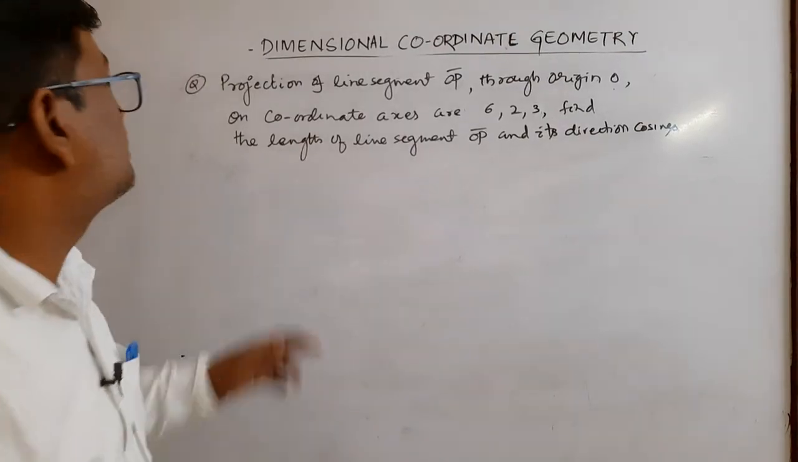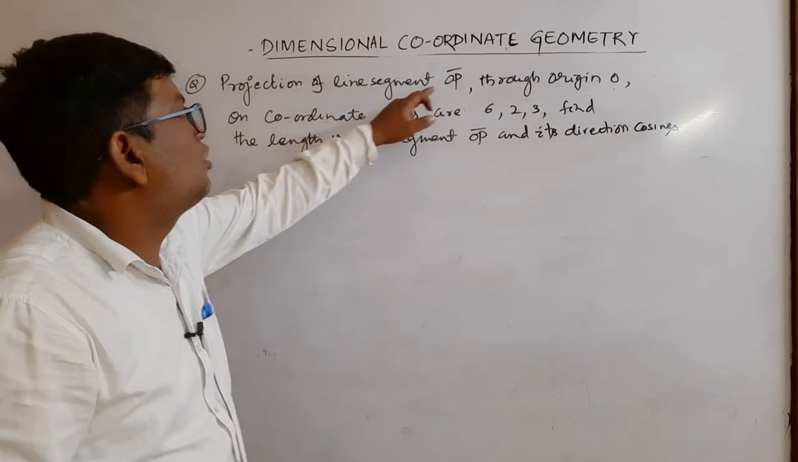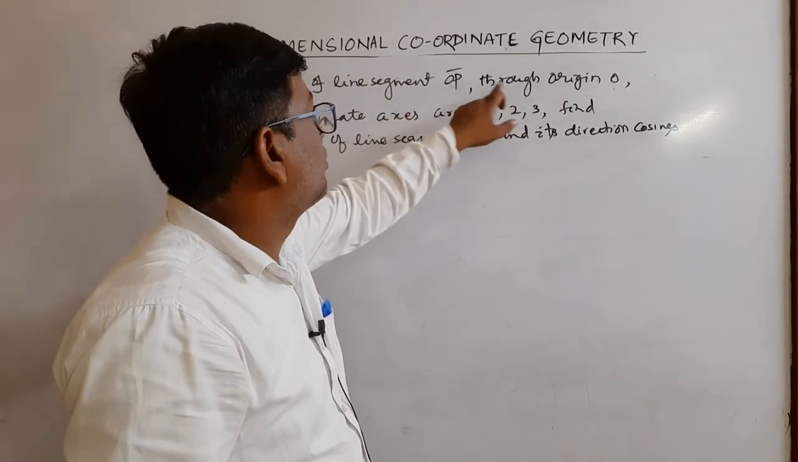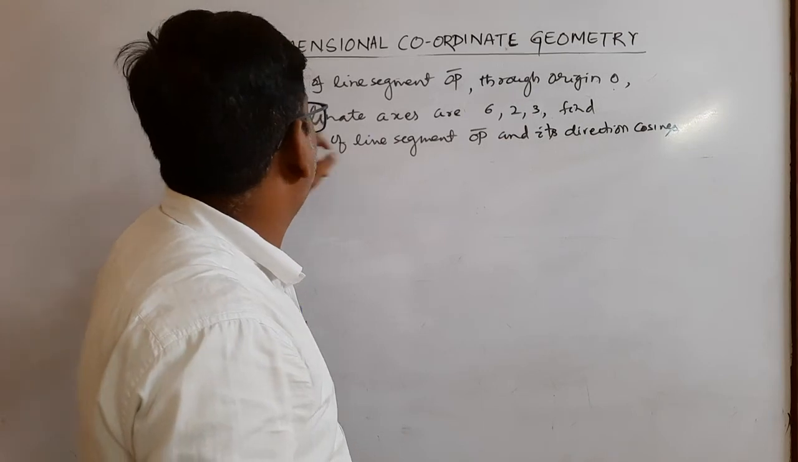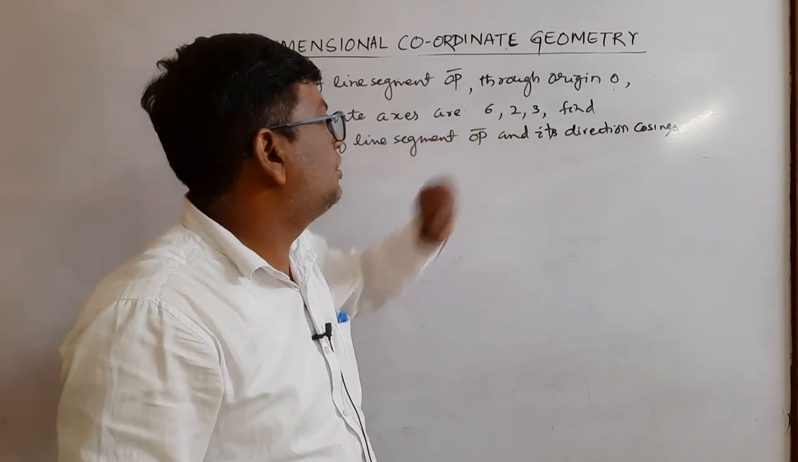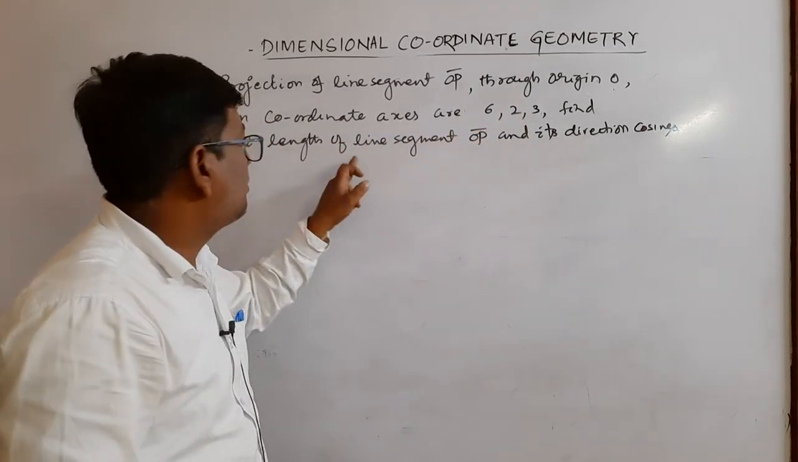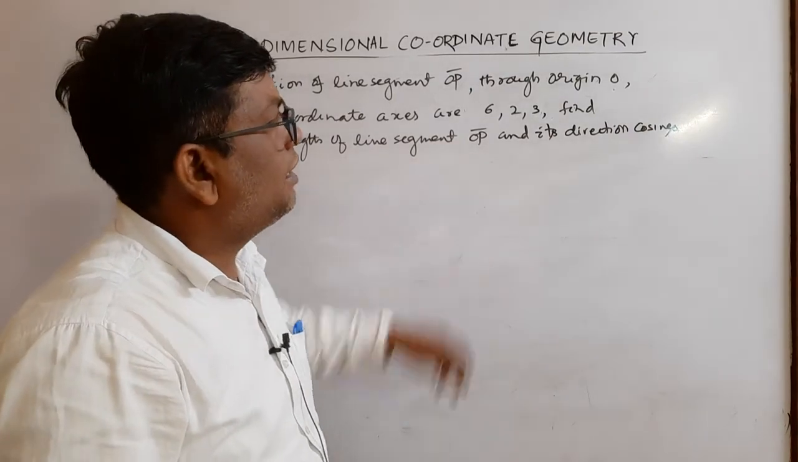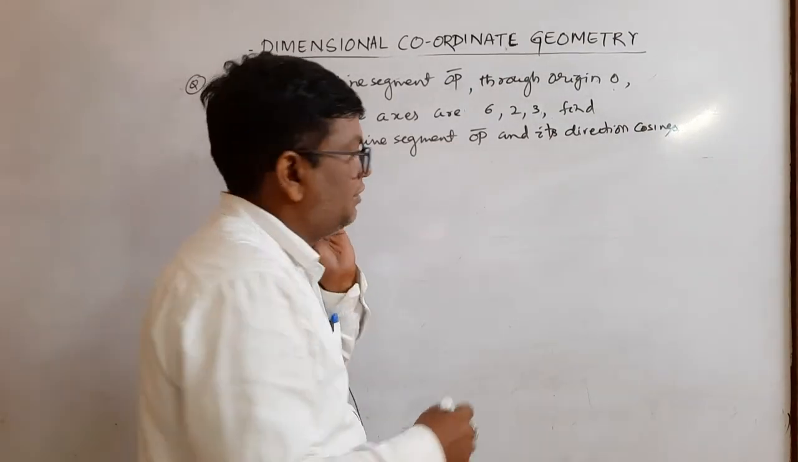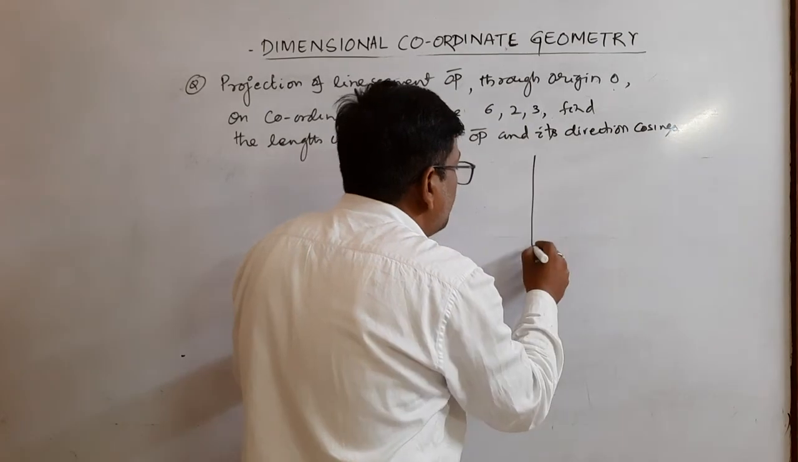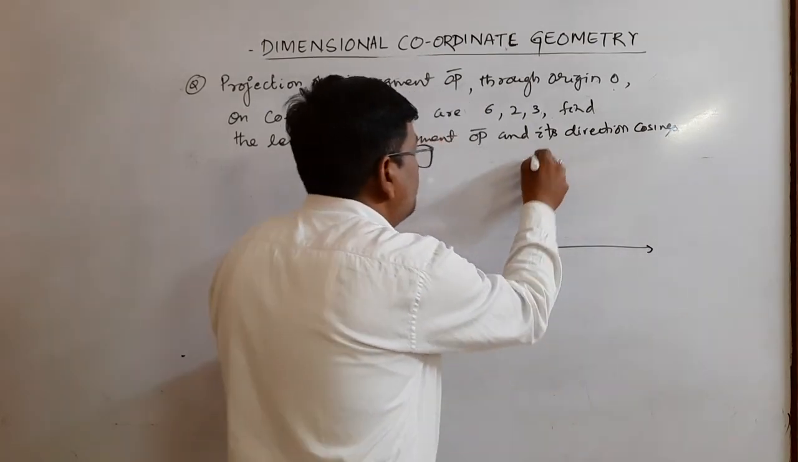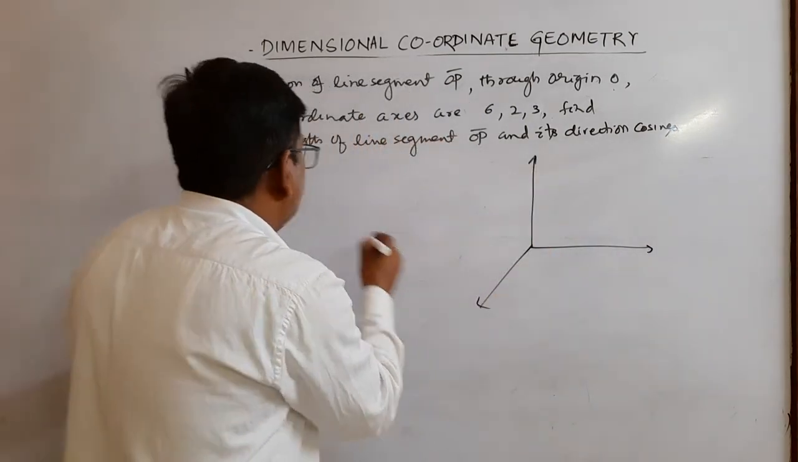Now the question is: the projections of the line segment OP through origin on the coordinate axes are 6, 2, 3. Find the length of the line segment OP and its direction cosines. Okay. So this is the 3-dimensional system. Okay, this is the solution.